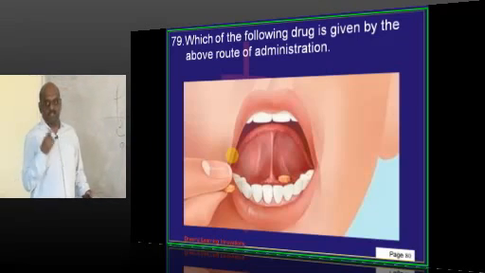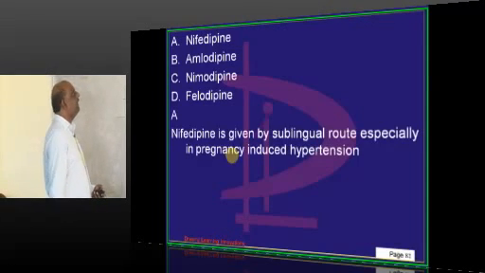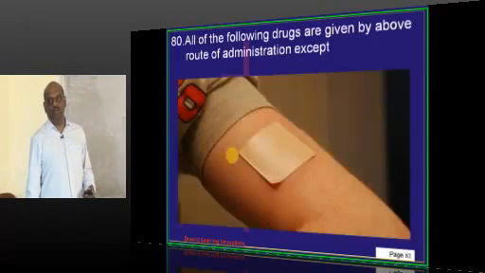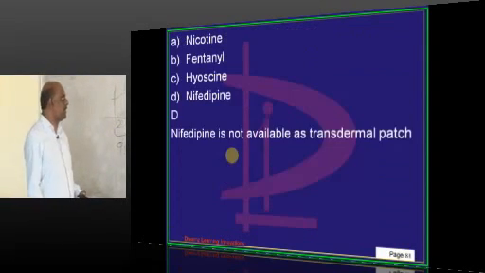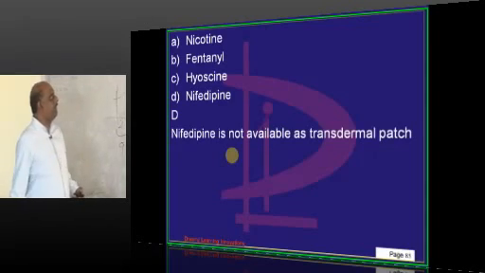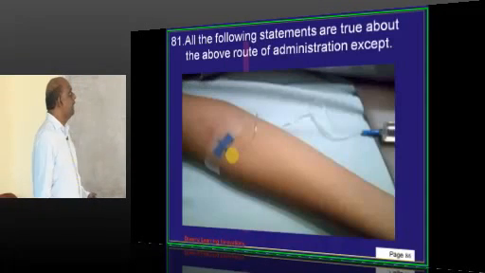Then typical route of administration is sublingual. So in sublingual we give nifedipine, that is the one which is being given. Now what is this? Transdermal patch. So we don't give nifedipine as transdermal.